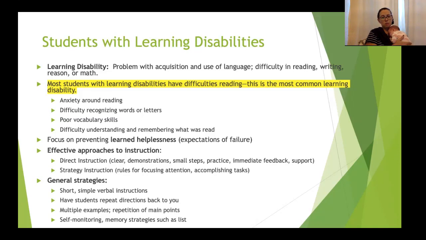Some general strategies: keep your verbal instruction short and simple. Don't give too many at a time. Have students repeat directions back to you. This might look like asking a student, what were my directions? Who can tell me in their own words what we're doing right now? Who can repeat what Johnny just said in their own words, so that students hear it more than one time and more than from just the teacher? Repeat main points if you can, and help them learn self-monitoring and memory strategies. Just great strategies overall.